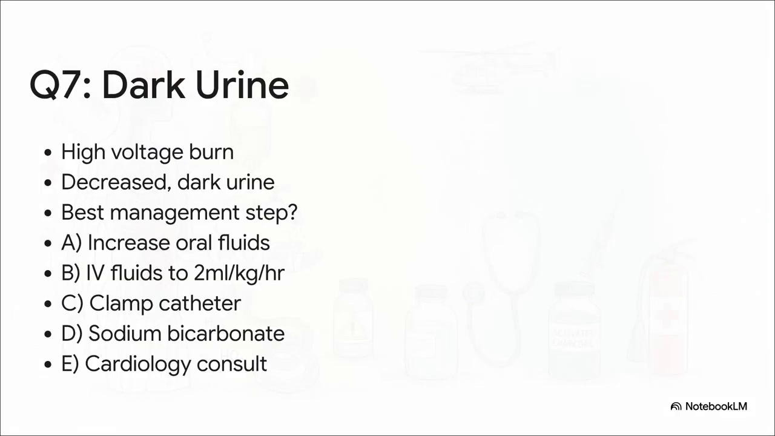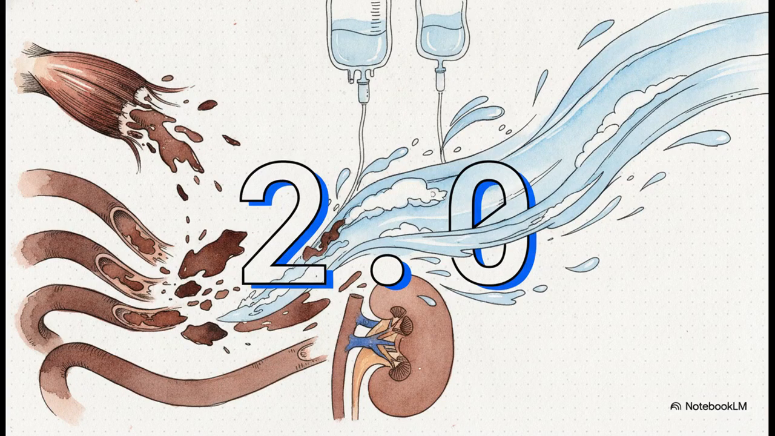Let's push that high voltage scenario a bit further. Say our patient is a 44-year-old male with a high-voltage electric burn, and you notice he has decreased, dark, tea-colored urine. What's the best immediate management step from these options? You've got to go with B.